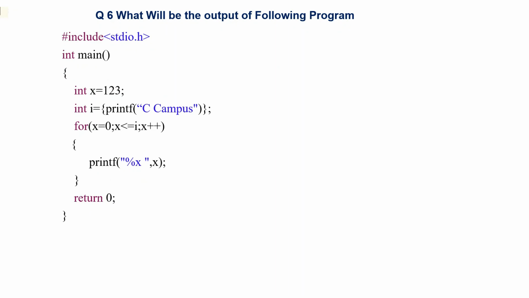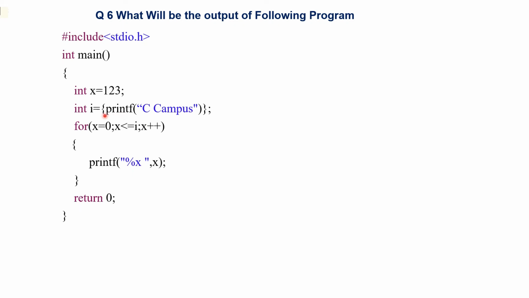Let us consider our next question. What will be the output of the following program? Let us see what output this program will generate. Actually this is a very simple program. Here an integer variable x is declared and it is initialized with the value 123. The next statement declares a variable I and it is initialized with the printf function.